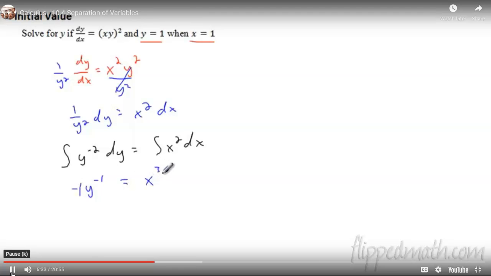This will turn into x cubed, and then divide by that 3, so you get a 1/3, and plus the c. So here's what I like to do. As soon as I get that plus c, I'm not going to solve it for y. I'm actually going to plug those numbers in. It just seems way easier if you can do it right off the bat.